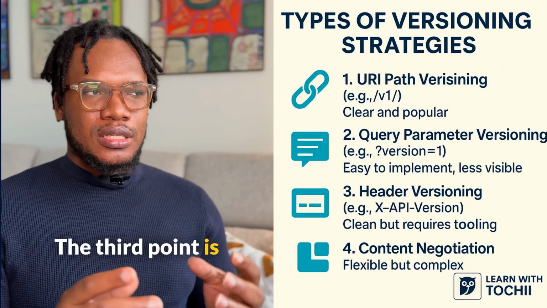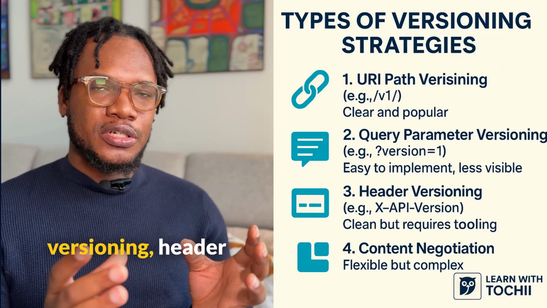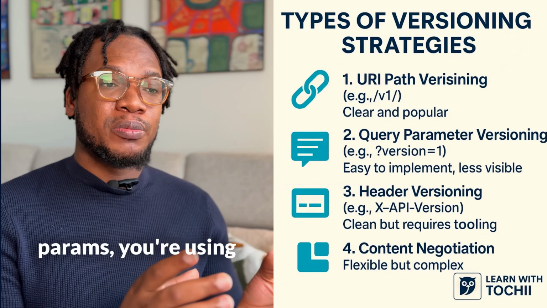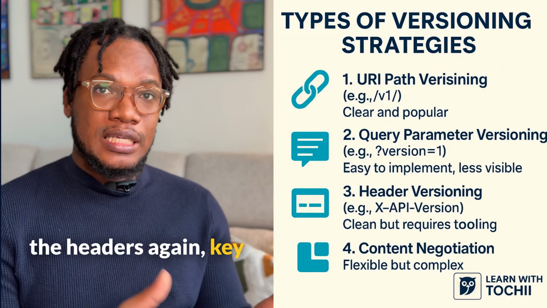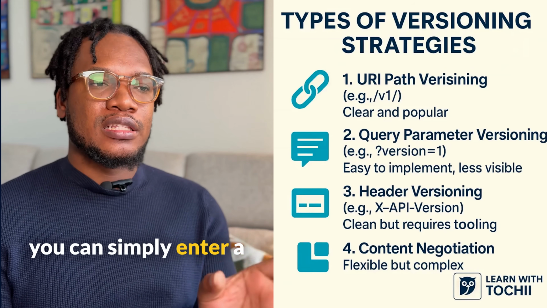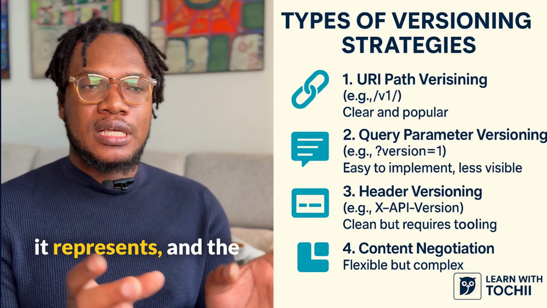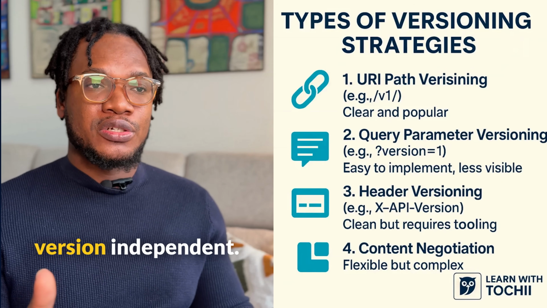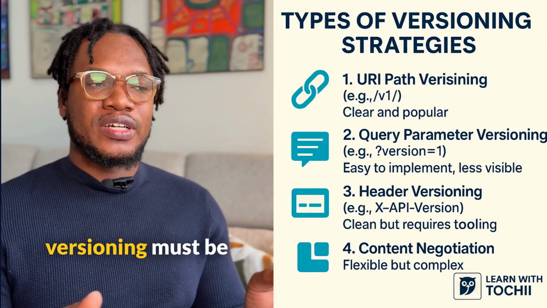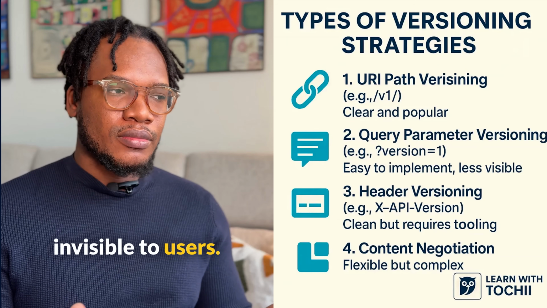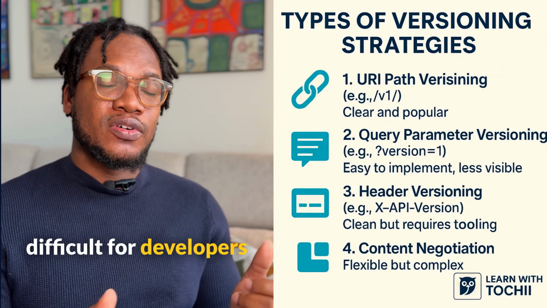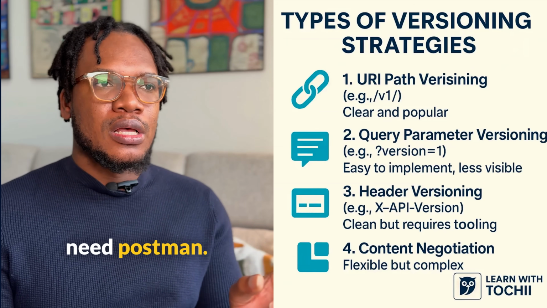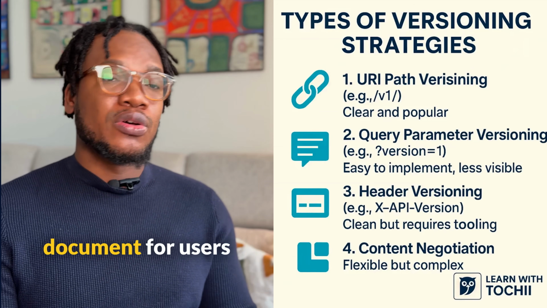The third point is versioning using header versioning. Header versioning is similar to query parameter because in this case, as opposed to using query params, you're using the headers. Again, key and value, whereby you can simply enter a key to say this is what it represents and the value is the description. The pros are it keeps your URL clean and version independent. It's useful when versioning must be invisible to users. The con is it is more difficult for developers to test without proper tooling. That is, developers will need Postman. It can be harder to discover and document for users.